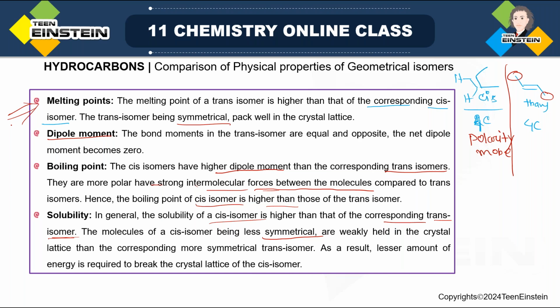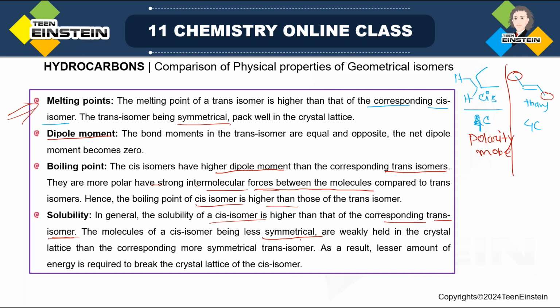If it is solid, then only this theory is applicable. And when you consider the first few members, they are obviously not solid. It is only applicable for solid alkenes. When you consider the very higher members, then only it is applicable.